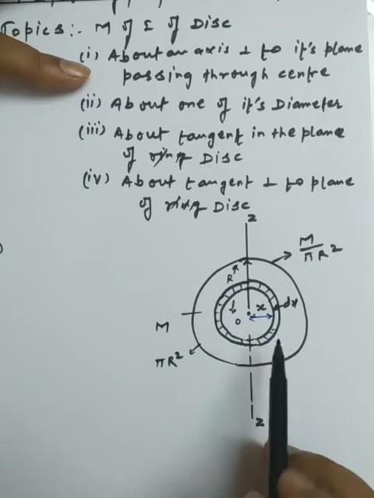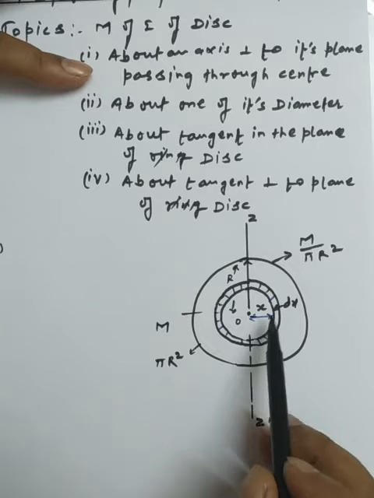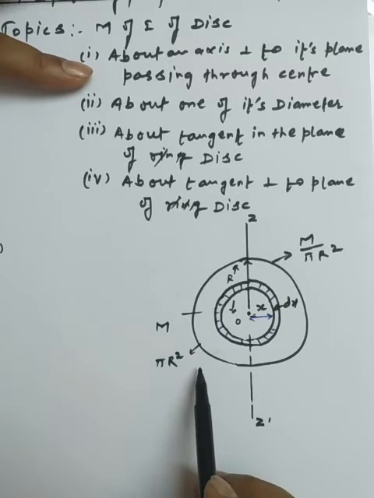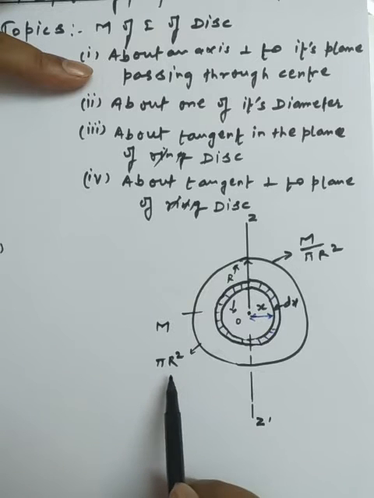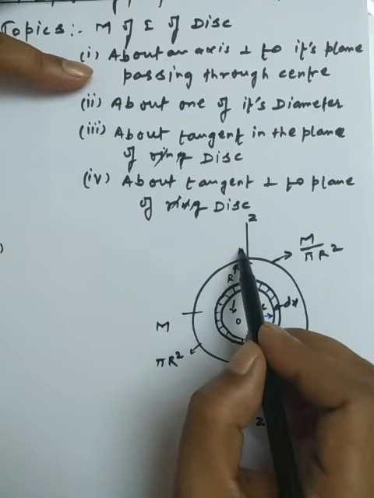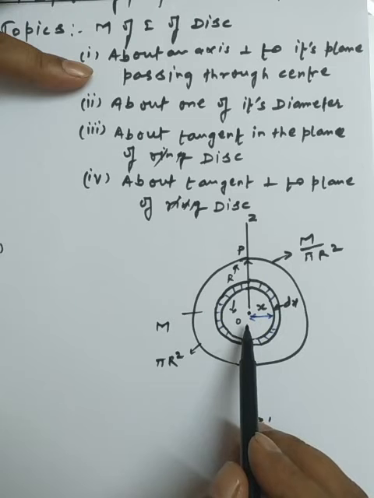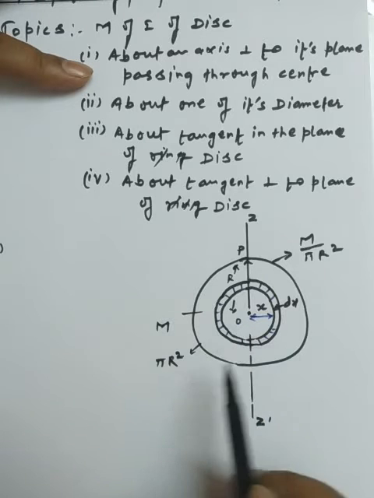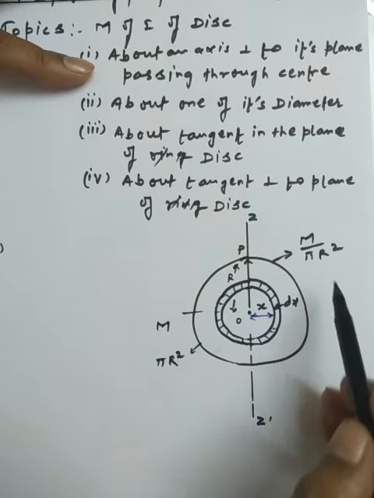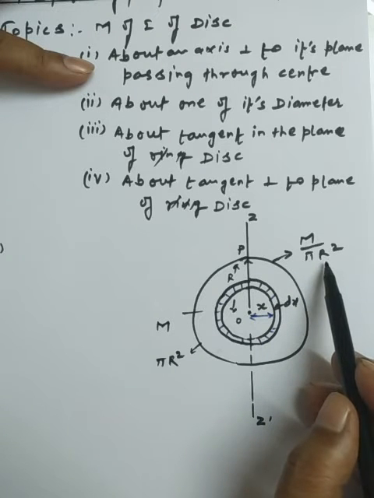This is one of the two-dimensional diagrams which I have shown. We have considered a disk having mass capital M, composed of a large number of particles. We follow the assumption that this is an extended body, and the disk is also a rigid body. The radius of this disk is from O to point P, that is R. The area of the disk is pi r square, so the mass per unit area is M upon pi r square.